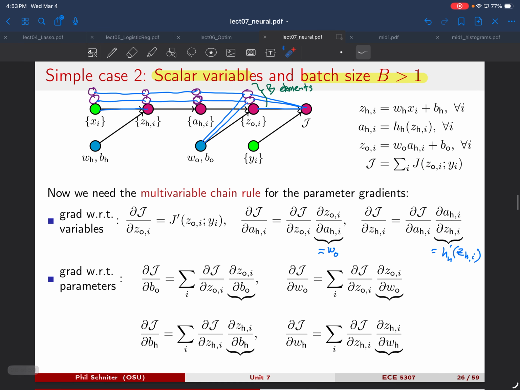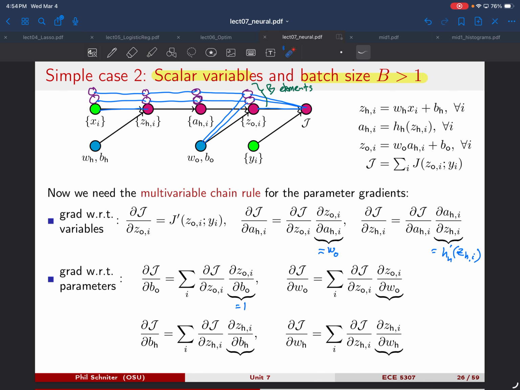So we're going to have to do a sum over the index i that is indexing across this set. So here we have a sum over i. But otherwise, if we just consider each one of the different parallel branches here, it's the same as the previous slide. So like dJ/dZ_o^i times dZ_o^i/db_o, like this. And for dZ_o^i/db_o, that's pretty easy. That's just equal to 1. Okay, so this is where we see some added complexity with the batch size. Any questions on this one?